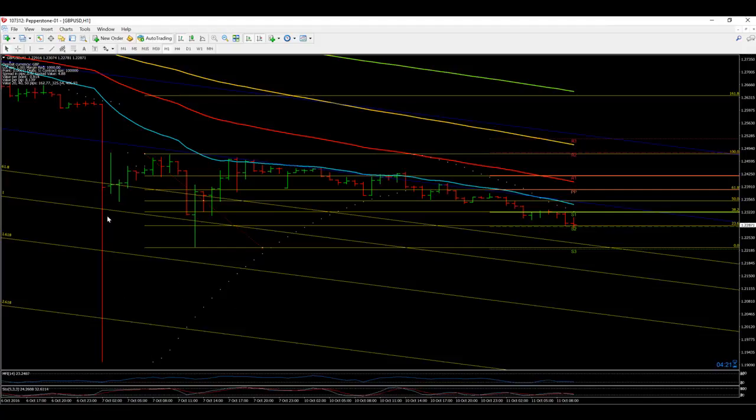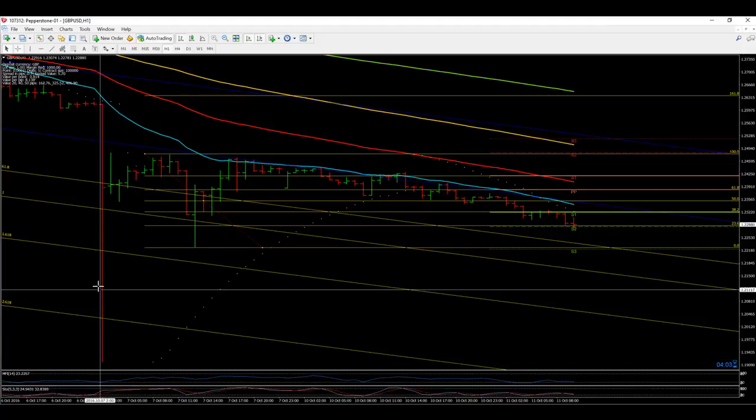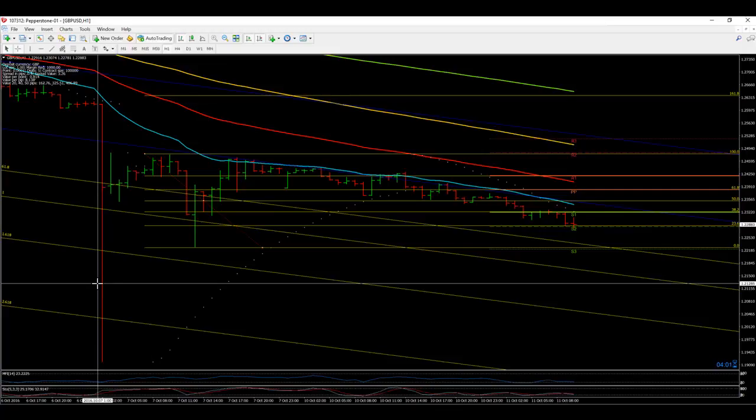So this big bar here was the so-called fat finger event, where the algorithms had pushed cable down to the lows, or down to this low, to be precise, of 1.1914 during the Asian session. Sorry, a bit of a tongue twister there.